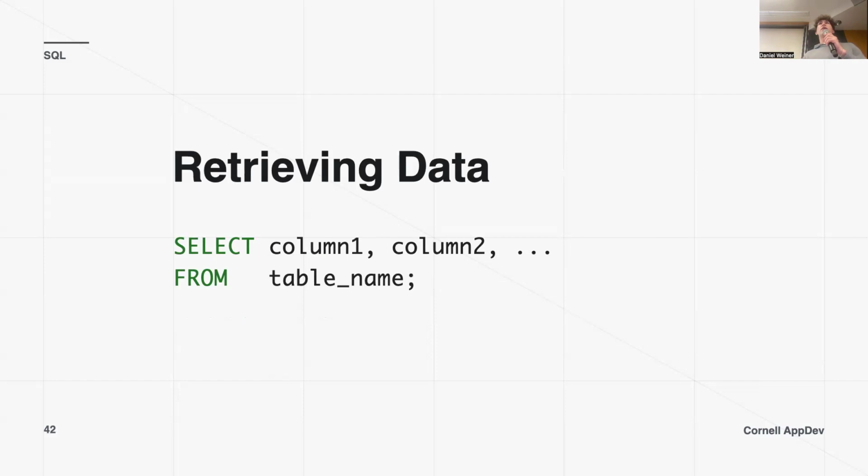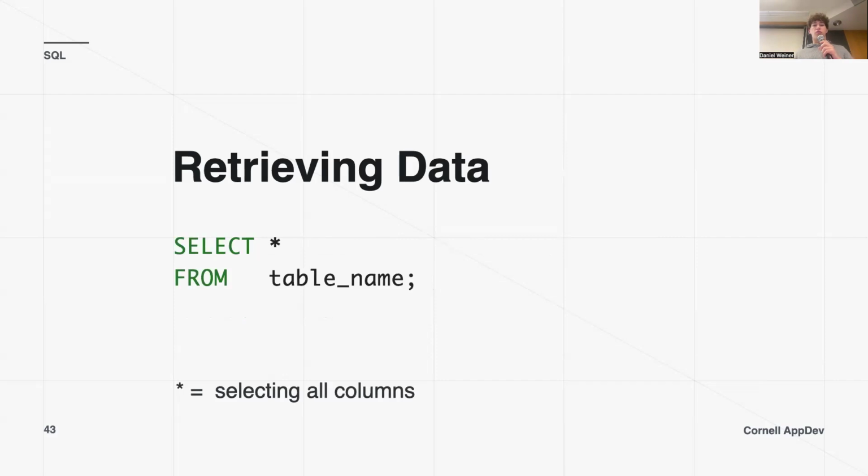So retrieving data. So here you have another two keywords, SELECT and then FROM. And so SELECT is, again, we put in the columns that we want to select from, and then we just put the table name, and that's it. You'll get all the data from those respective columns from that table. If you do a SELECT asterisk, that will select all the columns as seen previously.